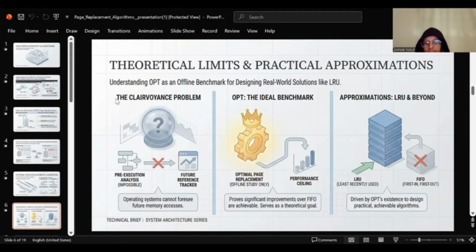The theoretical limits and practical approximations. This slide explains the gap between theory and practice. We cannot know future access patterns, so OPT stays theoretical. Instead, we approximate OPT with algorithms like LRU, which rely on past behavior to predict future access.